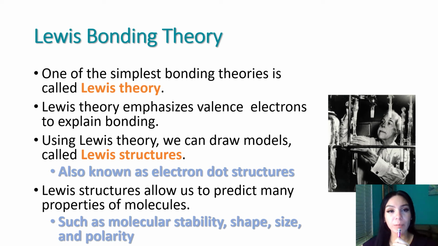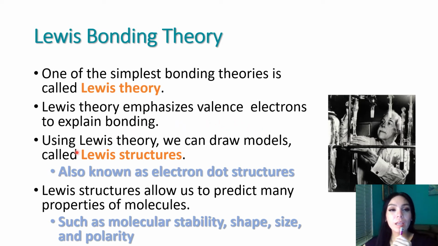So in this chapter, we are learning about something called Lewis theory. Lewis theory is one of the several theories that we have in chemistry that help us describe bonding, chemical bonding. And this is actually the simplest theory, and it's very powerful even though it's so simple. It's based off of valence electrons, and it emphasizes the use of valence electrons to explain bonding.